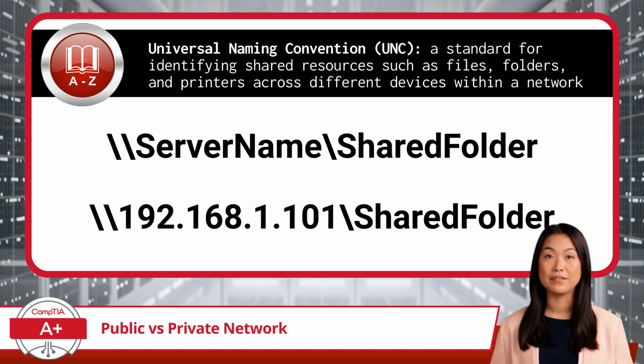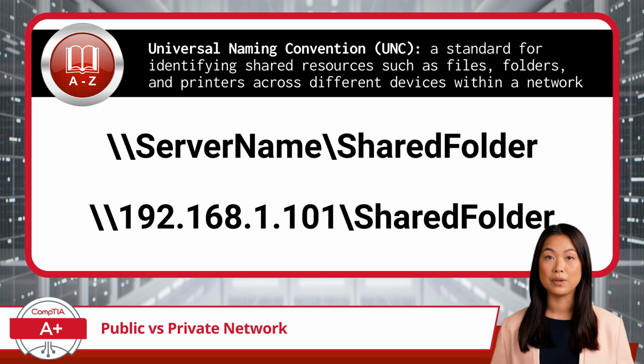UNC is a standard for identifying shared resources such as files, folders, and printers across different devices within a network. The format of a UNC path is \\servername\sharedfolder, where server name is the name of the computer or server where the resource is located, and shared folder is the name of the shared resource. Alternatively, the server name in a UNC path can also be an IP address. For example, \\192.168.1.101\sharedfolder would access the shared folder on a device with the specified IP address. UNC paths allow users to access network resources directly, without needing to map network drives, providing a straightforward way to connect to shared content across the network.